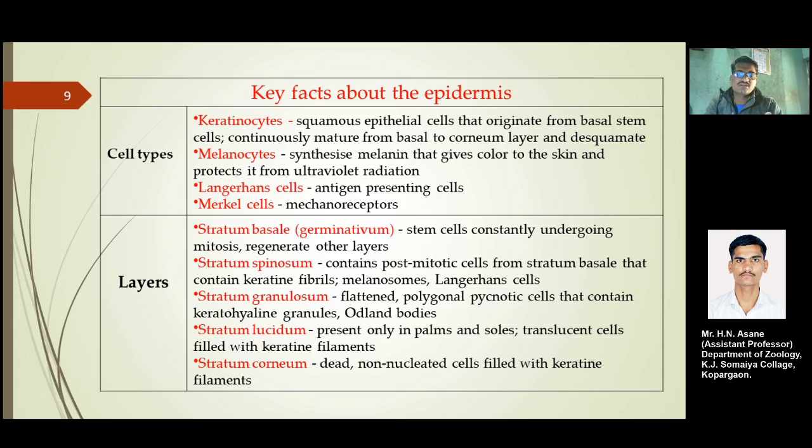The third cell type is the Langerhans cells, the antigen presenting cells. They are marker cells for foreign particles entering the skin. They highlight the antigens presented on the surface of the Langerhans cells to our NK cells and the cells of the immune system.